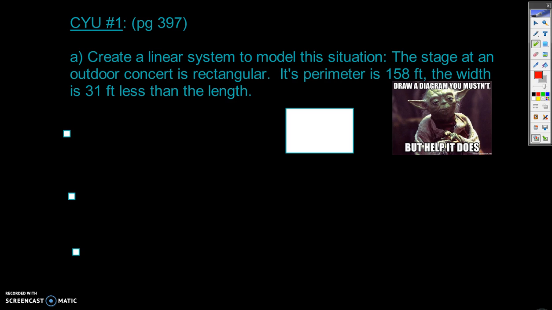So here's a check your understanding question from your book. Create a linear system to model this situation. The stage at an outdoor concert is rectangular. Its perimeter is 158 feet. The width is 31 feet less than the length. So notice that second statement there. It's probably a second equation.